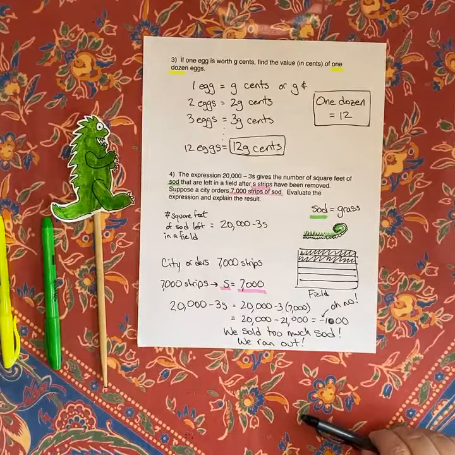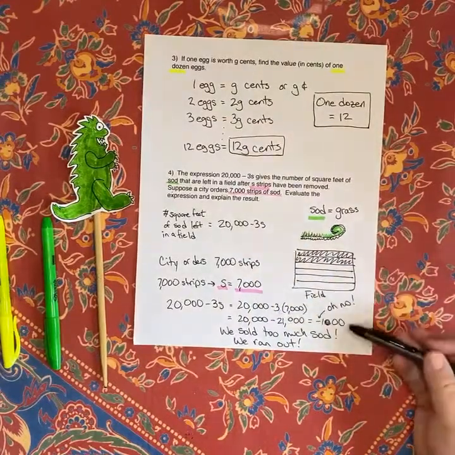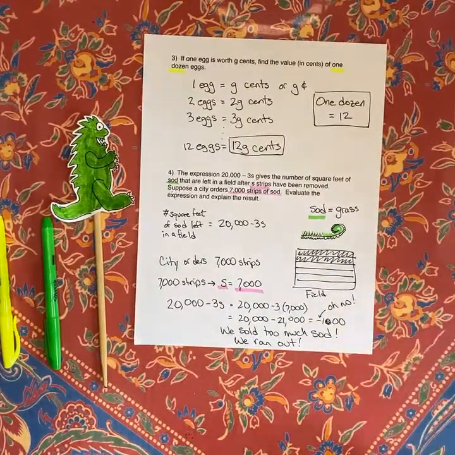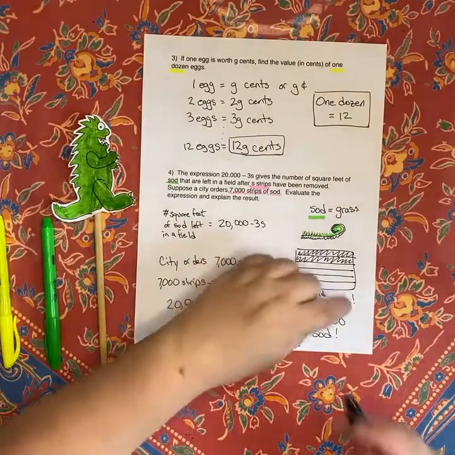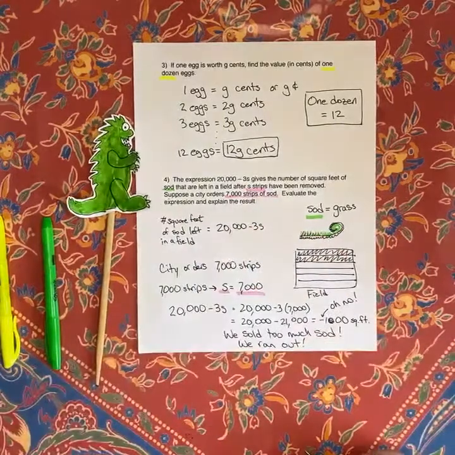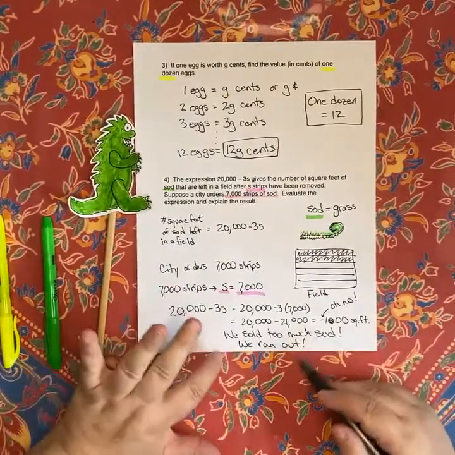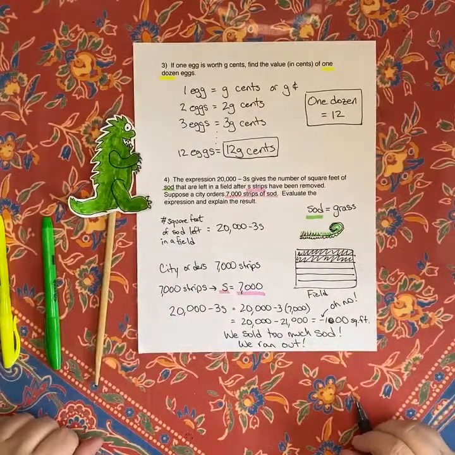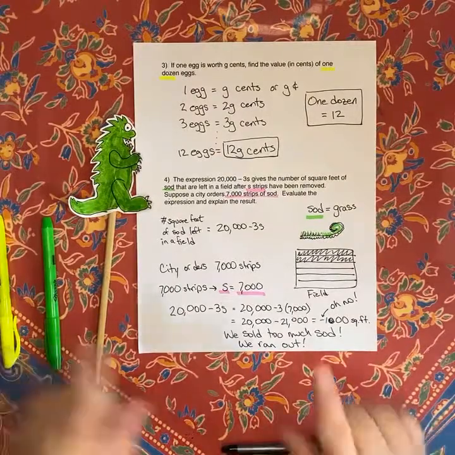So as long as your answer includes the negative 1,000, and then if you really want to be fancy and impress the heck out of me, you would say square feet, because that's the unit. And then explain that we ran out of sod. You're done. We did it. The word problems are over.